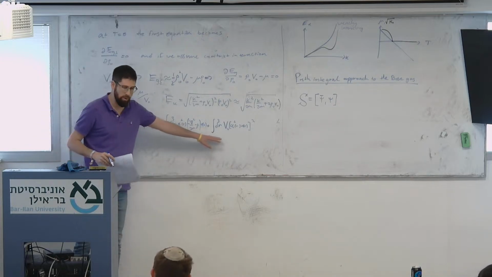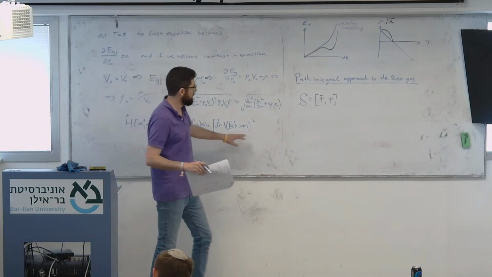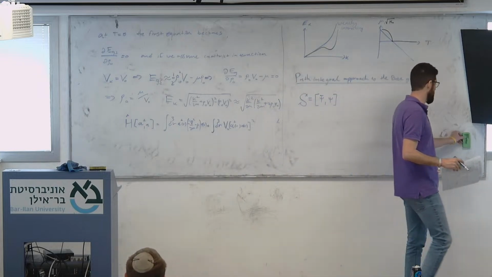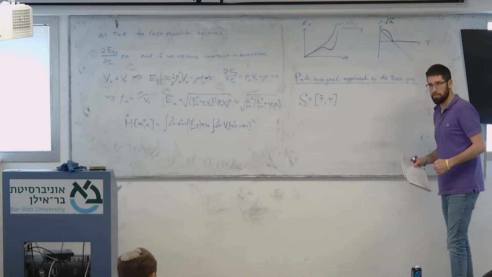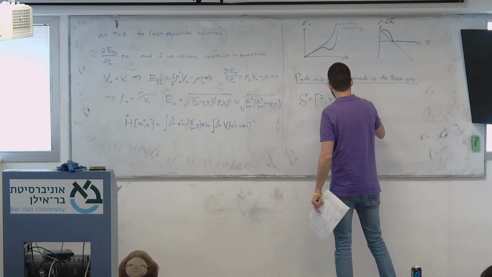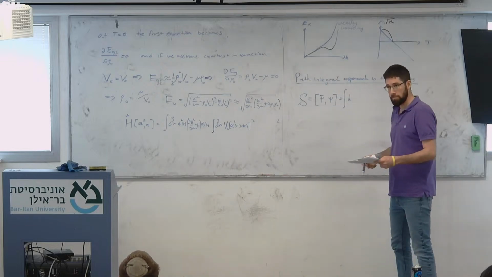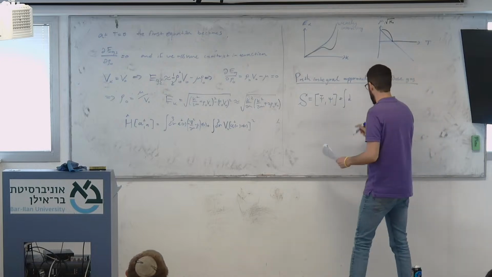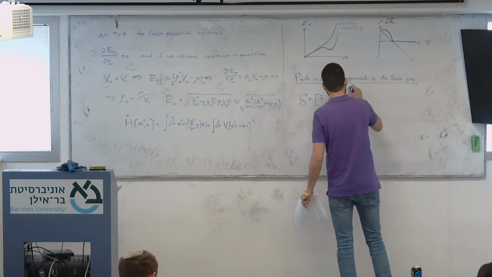So this is the Hamiltonian. Okay? So now tell me, what is going to be the action? The integral over time. So we have an integral over time, tau. It's imaginary time, between 0 and beta.